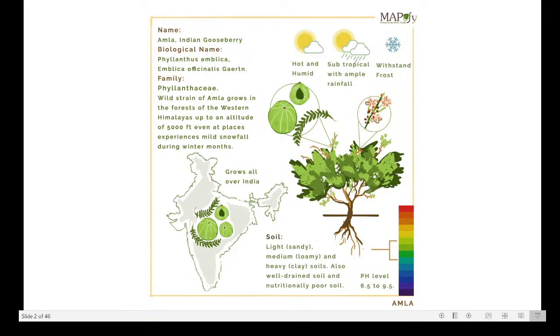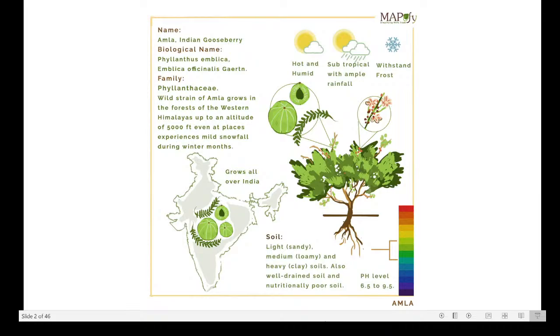Okay, first one is amla, because this is a well known medicinal plant for all Indians. So I've taken amla, Phyllanthus emblica. Phyllanthus emblica is present all over India and many Asian countries, and it's in the Phyllanthaceae family. This plant, particularly its root, wants a pH level of 6.5 to 9.5.